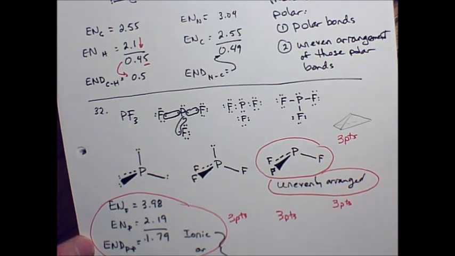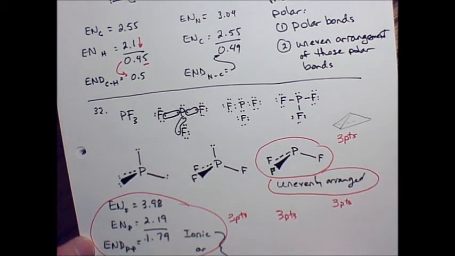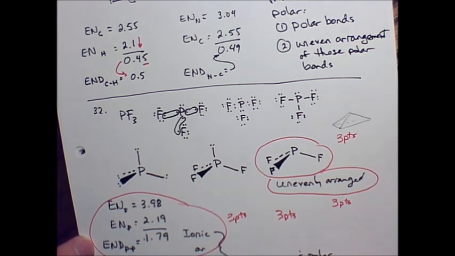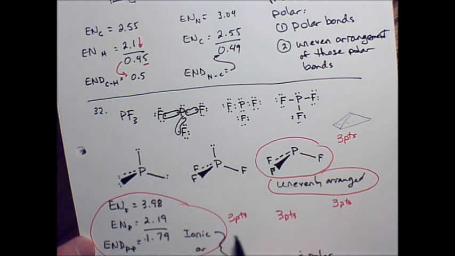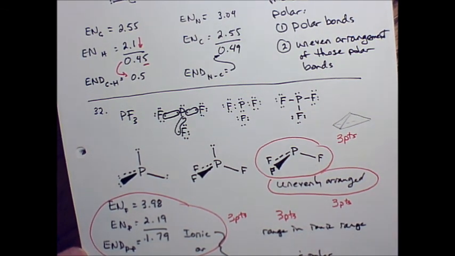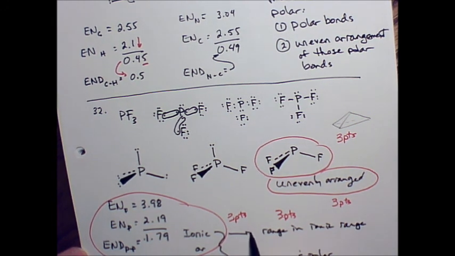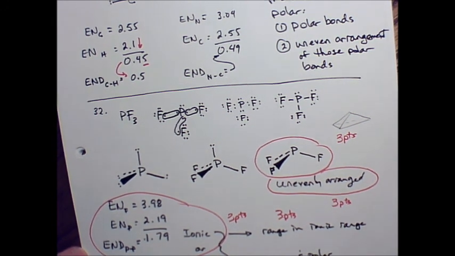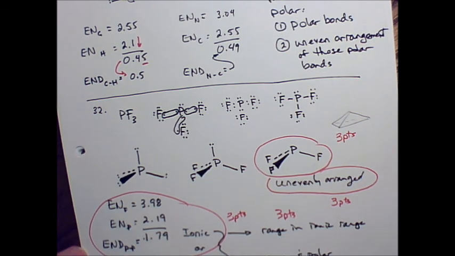All right? Their explanation needs to be, if they're saying it's a polar molecule, they need to say that they have an uneven arrangement and polar bonds. Or I guess they could say it's ionic bonds, I suppose. Or they could just simply say, if they're saying it's ionic, that the range is in the ionic range. So we have an ionic compound. All right, so all I'm asking you to do is to have a reasonable justification, a reasonable explanation.